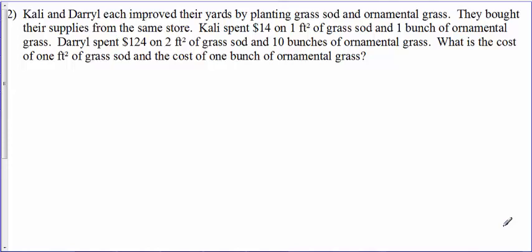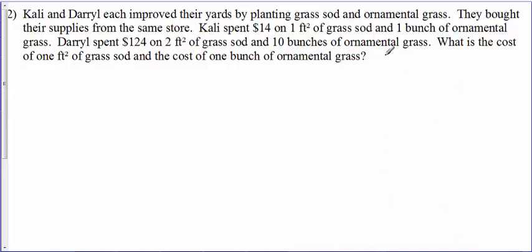Part 2 of solving systems of equations with word problems. Callie and Daryl each improved their yards by planting grass sod and ornamental grass. They bought their supplies from the same store. Callie spent $14 on 1 square foot of grass sod and 1 bunch of ornamental grass. Daryl spent $124 on 2 square feet of grass sod and 10 bunches of ornamental grass. What is the cost of 1 square foot of grass sod and the cost of 1 bunch of ornamental grass?